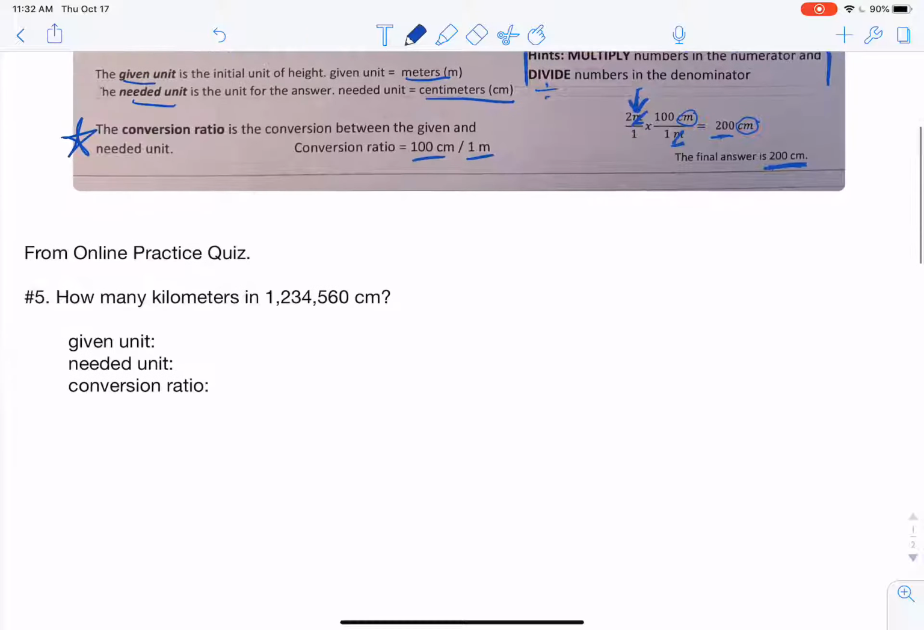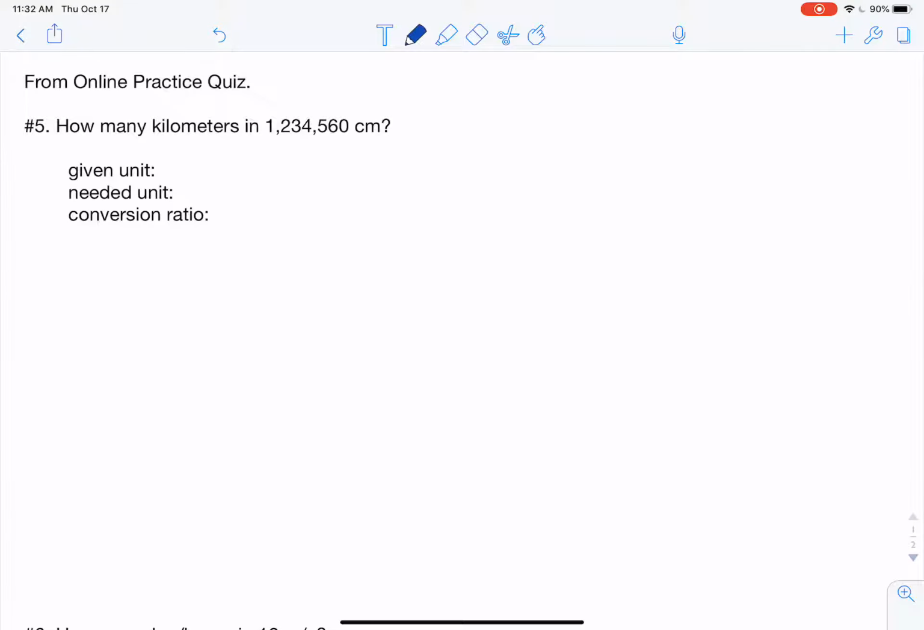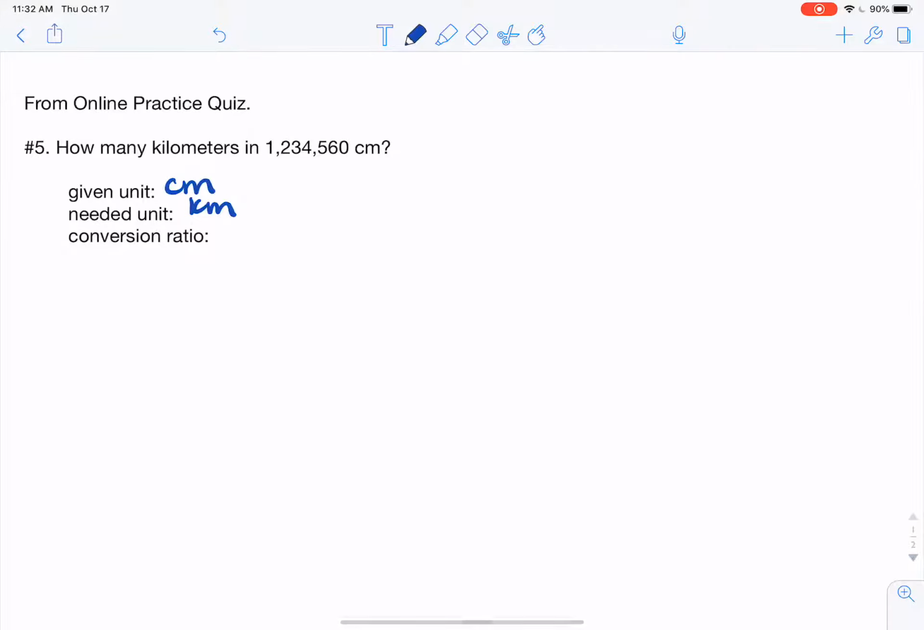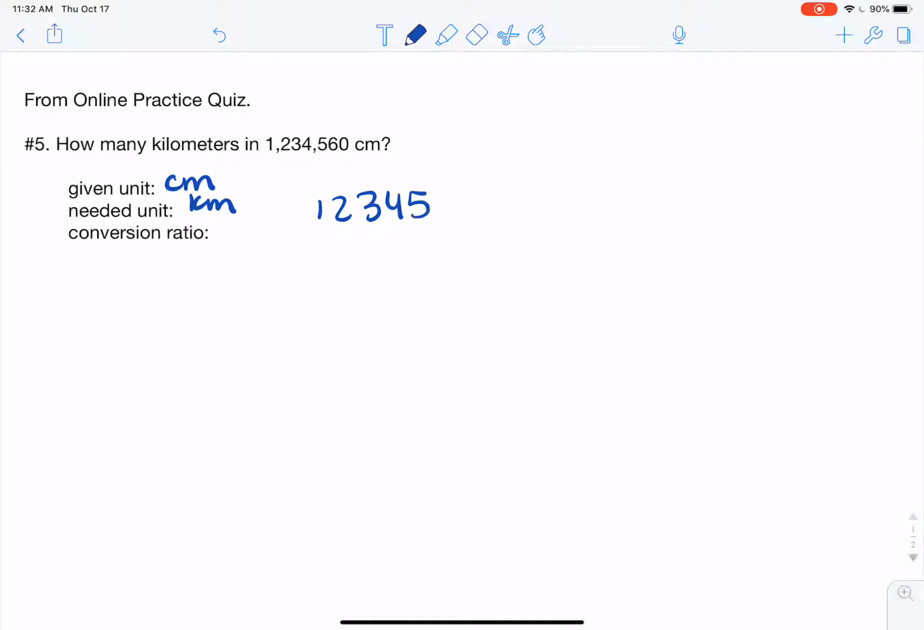On your practice quiz online, this is the first question for dimensional analysis. It says how many kilometers in 1,234,560 centimeters? Okay, so our given unit is centimeters. Our needed unit is kilometers, and we need a conversion ratio. This one is probably a 2-step one. So our given unit, we always start like this, 1,234,560 centimeters. And we need to multiply that by something over centimeters because we want the centimeters to cancel out. So centimeters will go in the denominator.